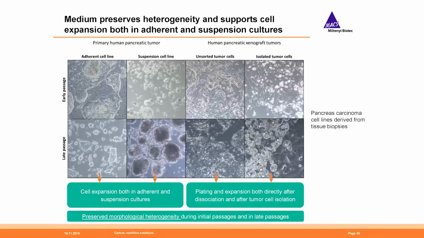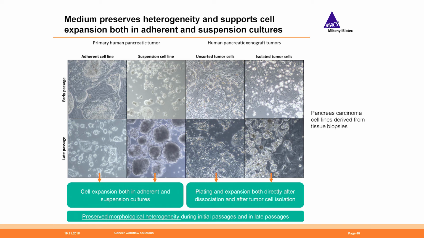So now that we've dissociated tumor cells, we have them in single suspension, we now isolated tumor cells, and we can go to the next step and we can actually cultivate these tumor cells. So those primary tumor cells can be cultivated into stable cell lines. At the moment, we have this for pancreas tumor only, but what you can see here is that they grow both in adherent cell lines and suspension cell lines. They also work as unsorted or isolated tumor cells.